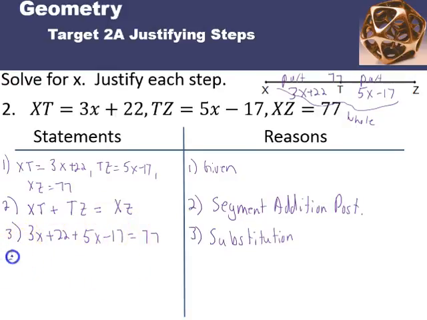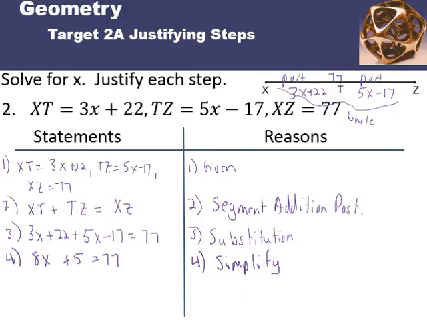I have some like terms here. I have 3x and 5x. When I add those together, I get 8x. And 22 minus 17. Remember, these are all on the left-hand side, so I just combine like terms. I don't do the opposite. So 3x plus 5x is 8x, and then 22 minus 17 is, I believe, 5. And that equals 77. And remember, combining like terms is simplify.